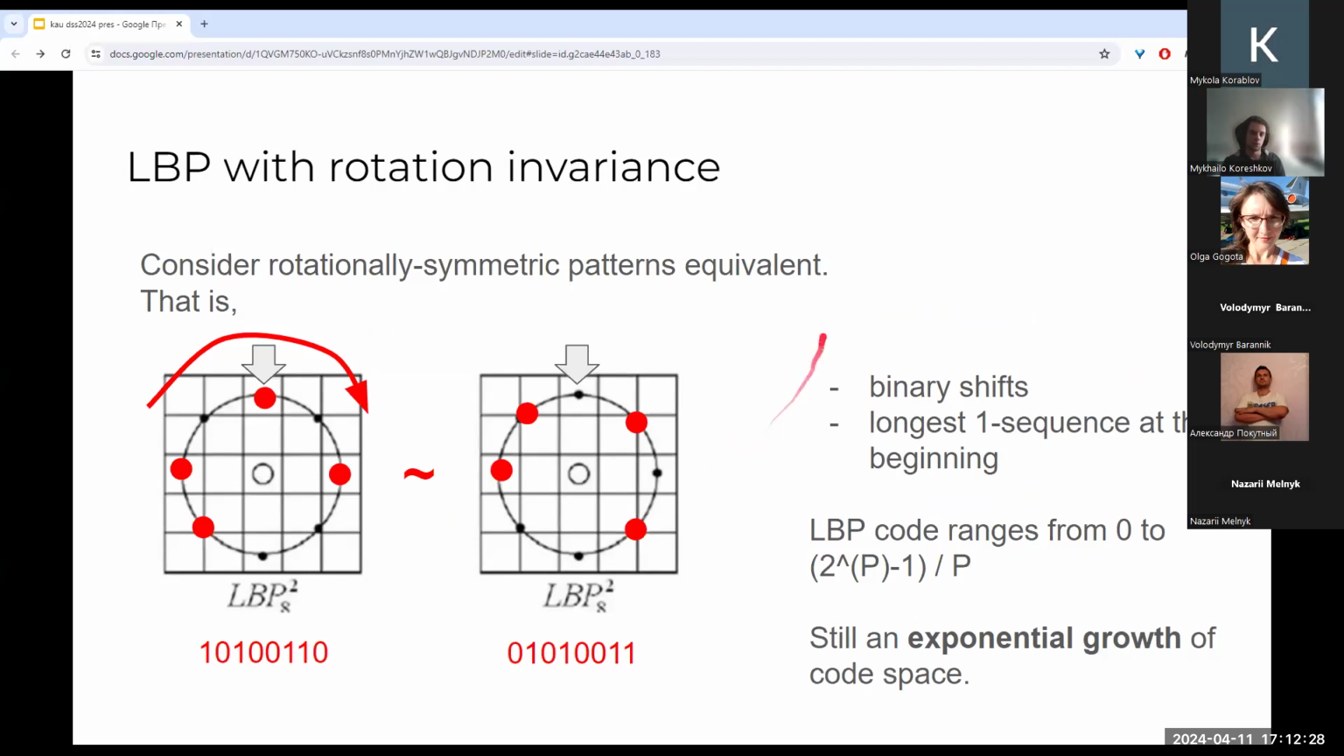And let's try to tackle this problem of rotation invariance. We can define, for example, this pattern as equivalent. I will speed up a bit because we are near the end of my presentation, so I will skip some information. Another variant of LBP is rotation invariance, when we define these rotation invariant bit strings as equivalent. This still gives us an exponential, but a little bit smaller number of possible LBP codes.